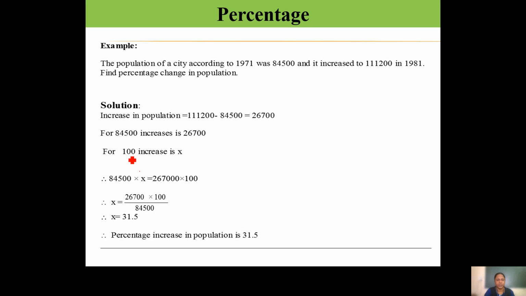So we have to find the percentage change. We assume that for 100 the increase is x. So here 84,500 into x is equal to 100 into 26,700. If we do the calculations, we get the answer as 31.5. So the percentage increase in the population is 31.5.